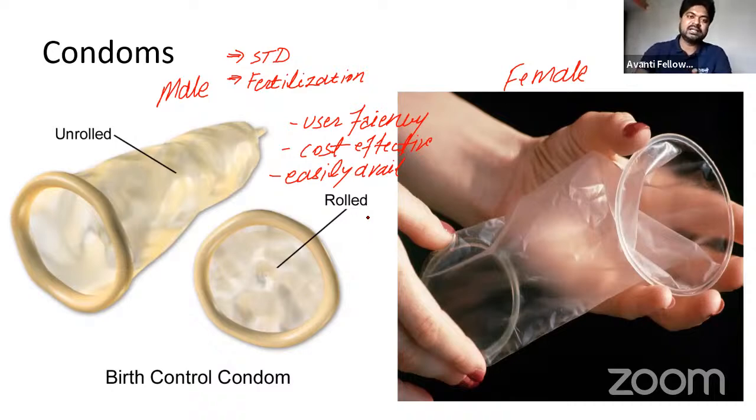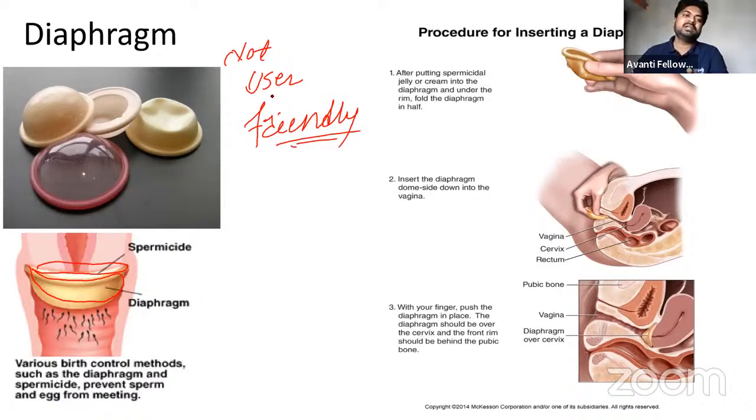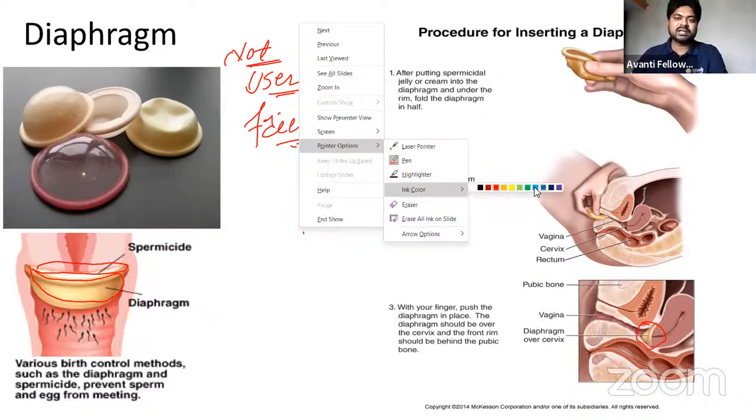So next thing is the diaphragm. The diaphragm is made from rubber or plastic, and it covers the cervix. You can see this is the cervical region, and it is covered by the diaphragm. You can see how to use the diaphragm. Actually, the diaphragm is not as user friendly as compared to condoms, because when you want to apply it, it has to be inserted through the vagina and it covers the cervical region, as you can see in this picture. So that's why it is a bit less convenient to use.